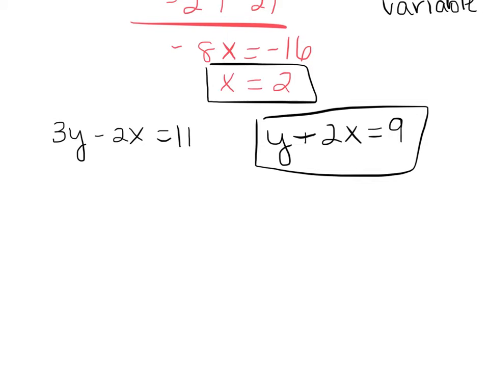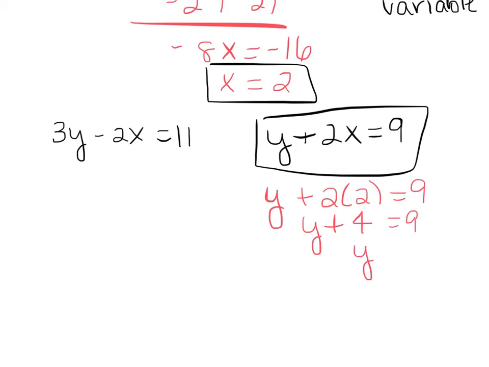So we get y plus 2 times 2 equals 9. Y plus, well, 2 times 2 is 4 equals 9. So when we subtract 4 from both sides, we get y is equal to 5.